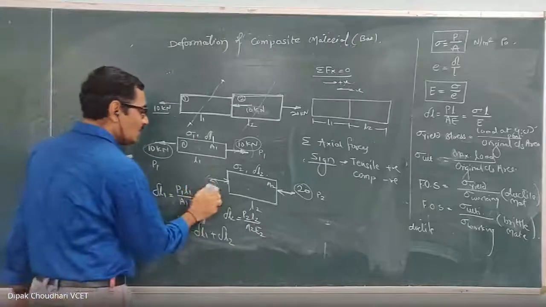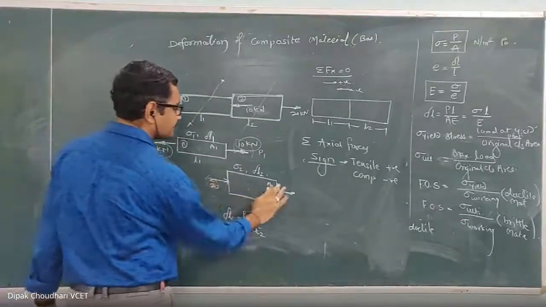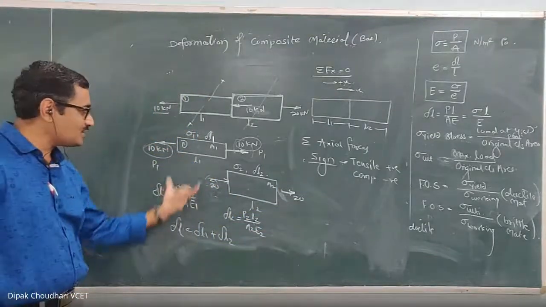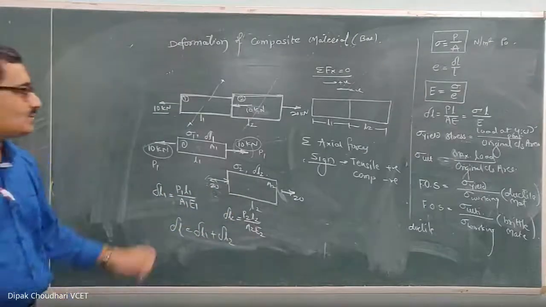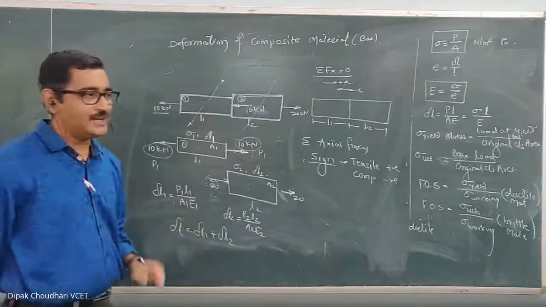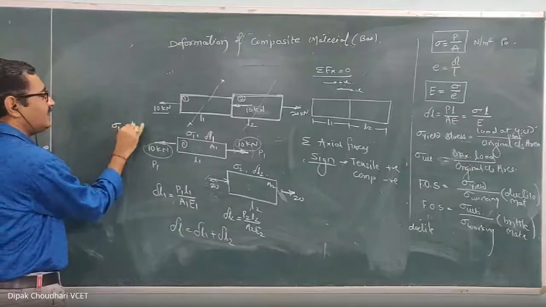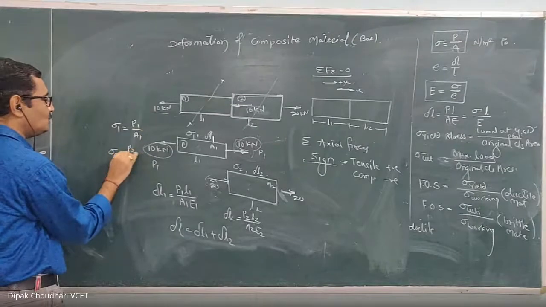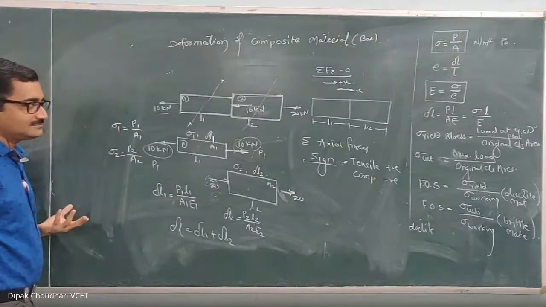Okay. So this is known as the principle of superposition. To calculate the total deformation, you have to calculate the deformation of each part and take the algebraic summation of that deformation, you will get the total deformation. Here in this way you can calculate the deformation. Now if you want to calculate the stress, here stress in the part 1 equal to P1 upon A1, stress in the part 2 equal to P2 upon A2. You can calculate the stresses separately.